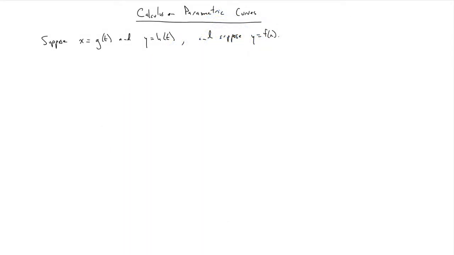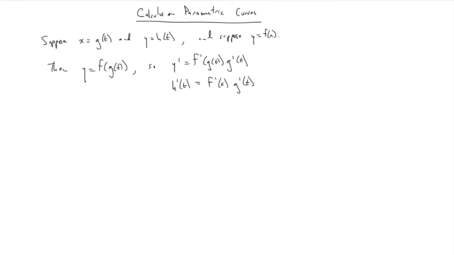Okay, getting down to business, let's see how we can do some calculus on parametric curves. So suppose we have a set of parametric equations, x is some function of t and y is some other function of t, and suppose we want to consider y as a function of x. Well, since x is g of t, that makes y a function of g of t. And taking the derivative, we get y prime is f prime of g of t times g prime of t by the chain rule. And since y is h of t, y prime is h prime of t.